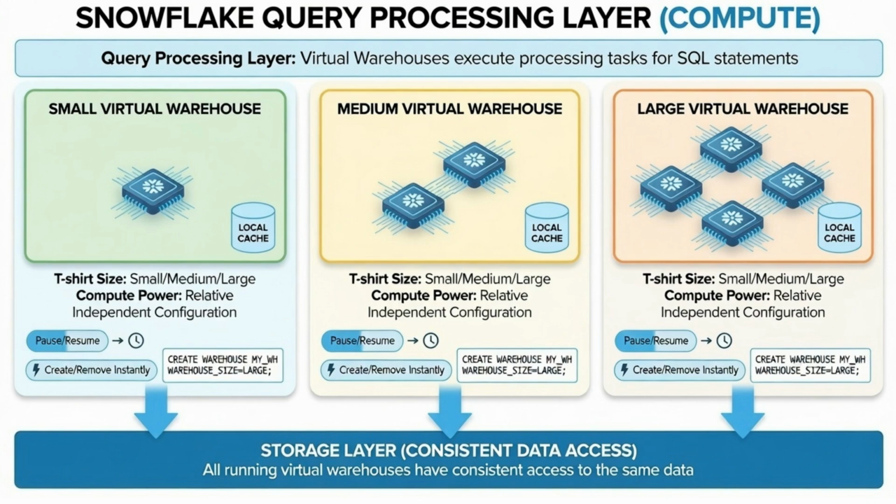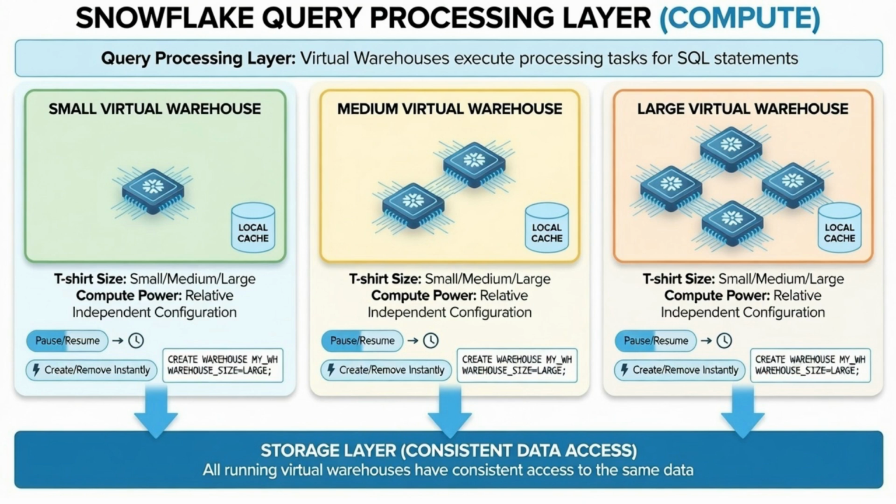Now let's understand the Snowflake query processing layer, also known as the compute layer. This layer is responsible for executing SQL queries in Snowflake. All query processing is done using virtual warehouses, which are independent compute clusters. Snowflake provides virtual warehouses in different t-shirt sizes, such as small, medium, and large. As the warehouse size increases, the compute power also increases, allowing queries to run faster. Each virtual warehouse has its own local cache, which helps improve performance for repeated queries.